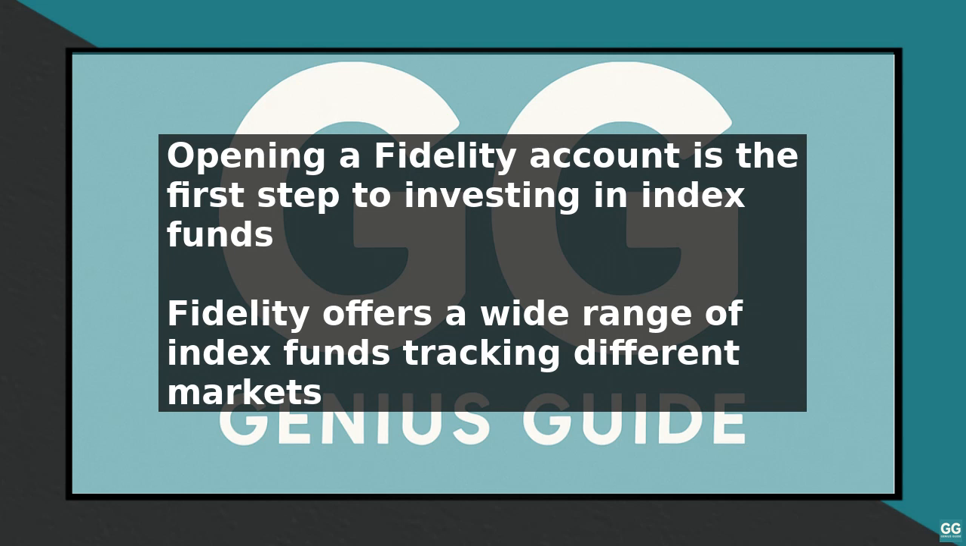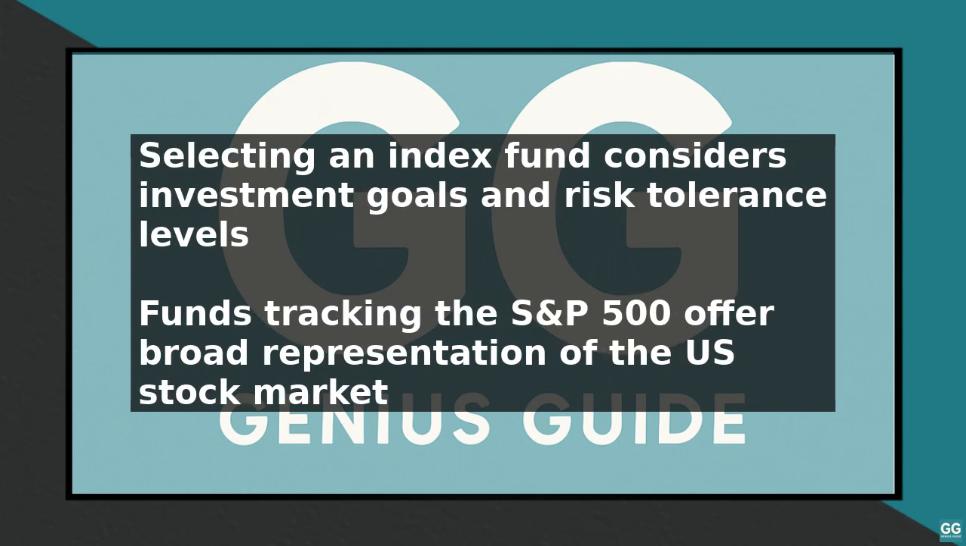Once you have selected an index fund, you can invest in it by transferring money from your bank account to your Fidelity account and then using that money to purchase shares of the fund. You can also set up a regular investment plan, where a fixed amount of money is transferred from your bank account to your Fidelity account at regular intervals.